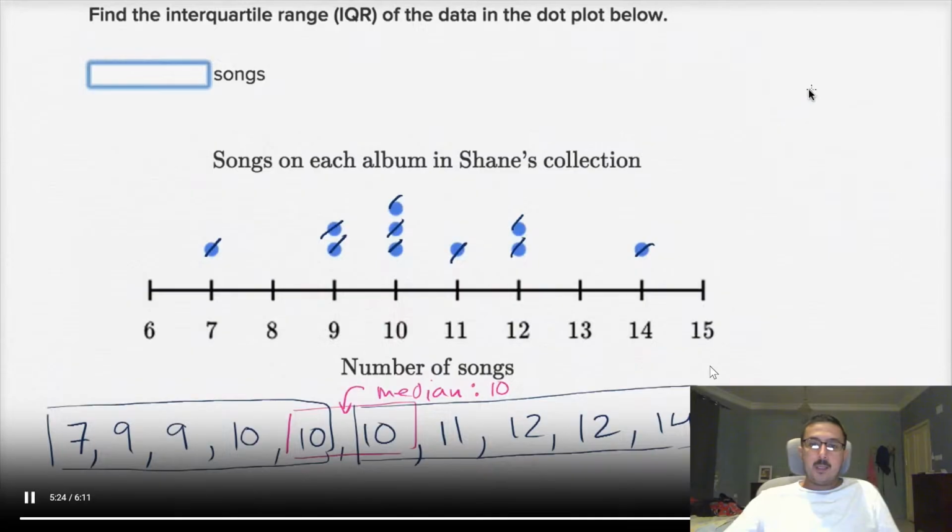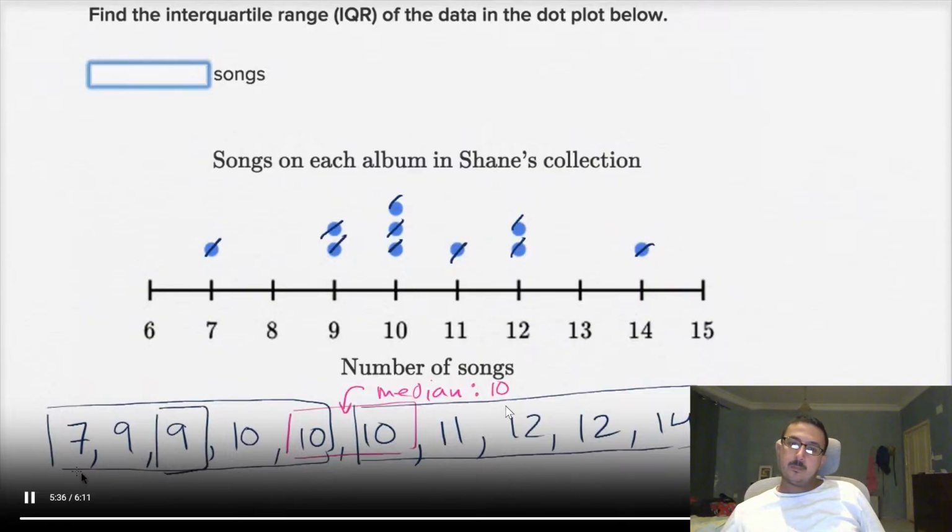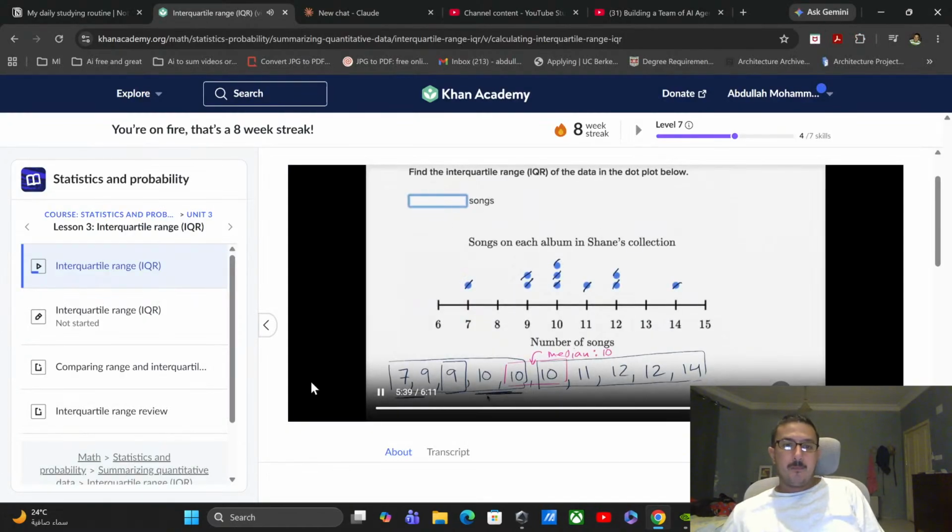But what's the median of this first half if we look at these 5 numbers? Well, if you have 5 numbers, if you have an odd number of numbers, you're going to have one middle number. And it's going to be the one that has 2 on either side. This has 2 to the left, and it has 2 to the right.